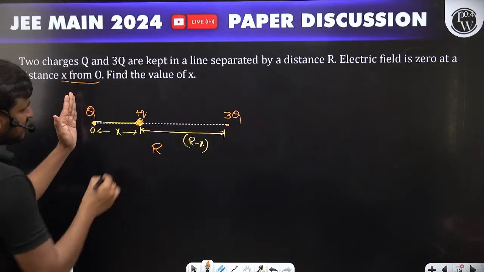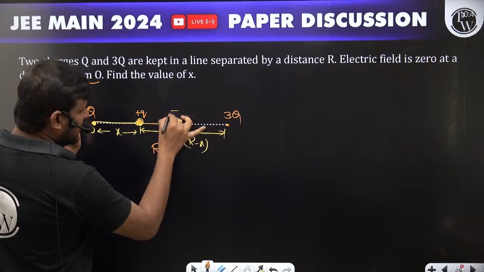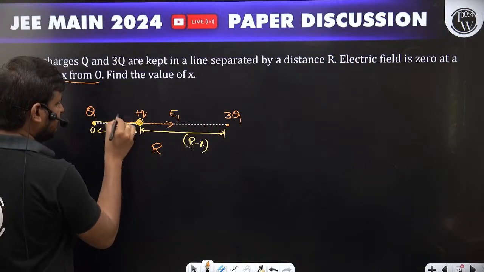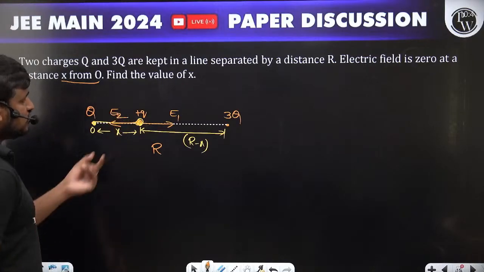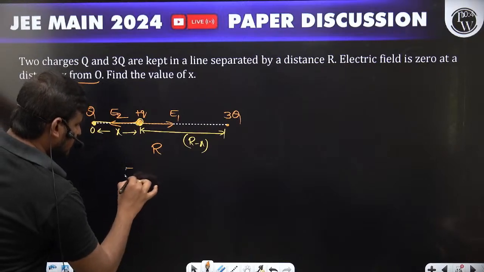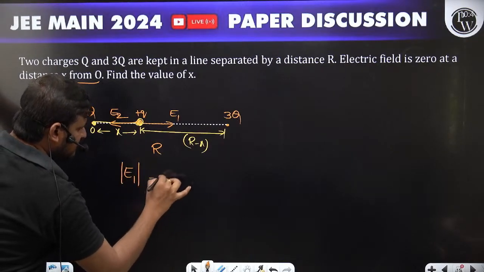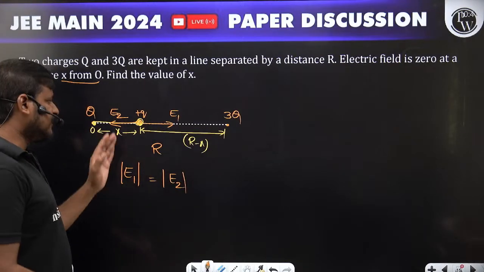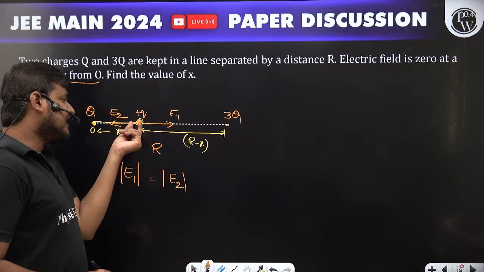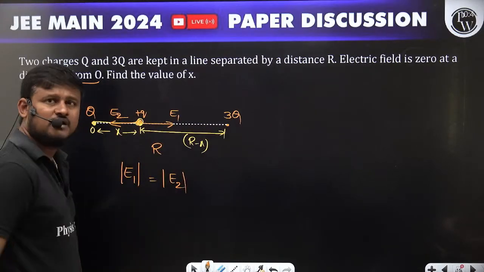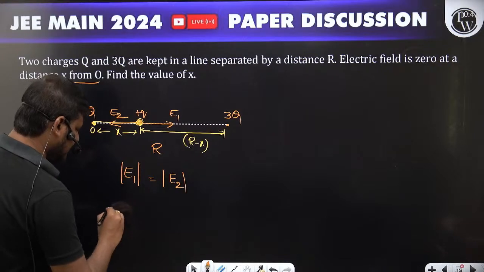So due to this plus q, let the electric field be E1 this side. Due to this plus 3q, the electric field is E2 this side. The net electric field at this point is 0, which means the magnitude of E1 should be equal to the magnitude of E2. E1 and E2 should be equal, right? Then only the net will be 0.